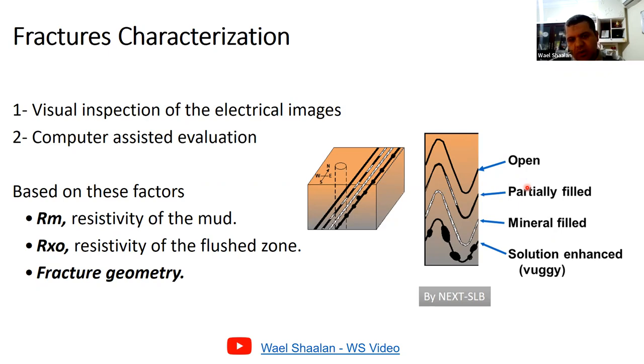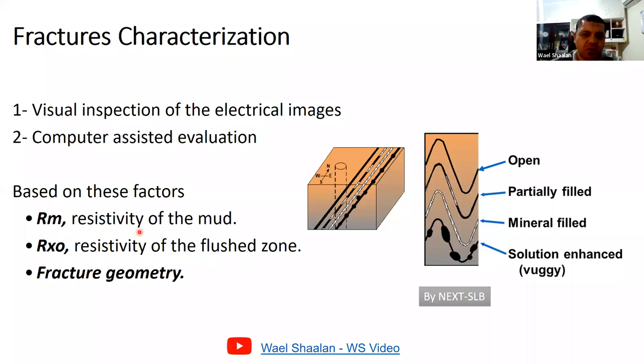There is also more sophisticated and derived interpretation based on software and equations, which we call computer assisted evaluation. The main factors to study fractures, there are some important aspects we have to look for, which is the resistivity of mud. As you will see in the upcoming slides, the mud itself is very important, even for the type of the borehole image. So it will define the type of the borehole images that you will use, and the appearance of the fracture itself. It will depend mainly on the mud resistivity.